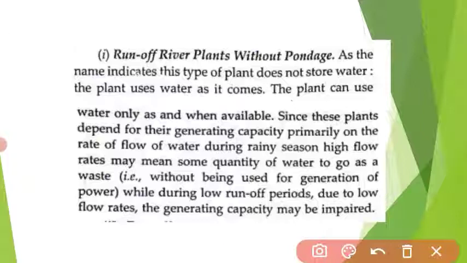Further, the next point is the capacity depends primarily on the rate of flow of water. During the rainy season, high flow rates may mean some quantity of water goes to waste, because the power plant is set up with a particular rating. If more water comes, we can't generate more power, because the generating capacity of the plant is limited. While during low runoff periods, due to low flow rates, the generating capacity may be impaired.